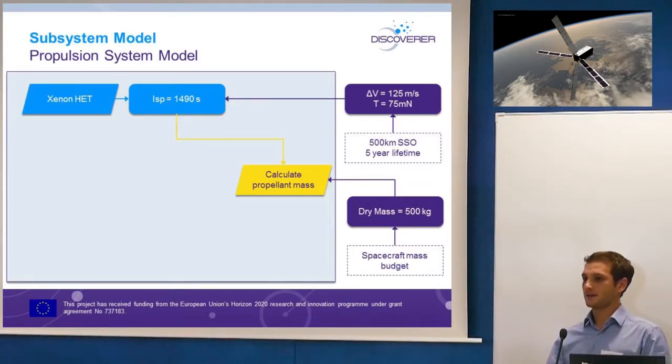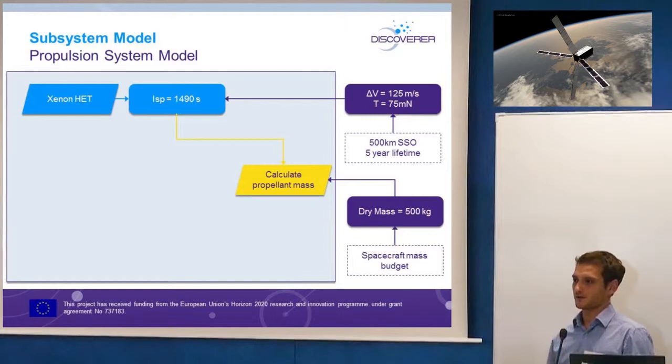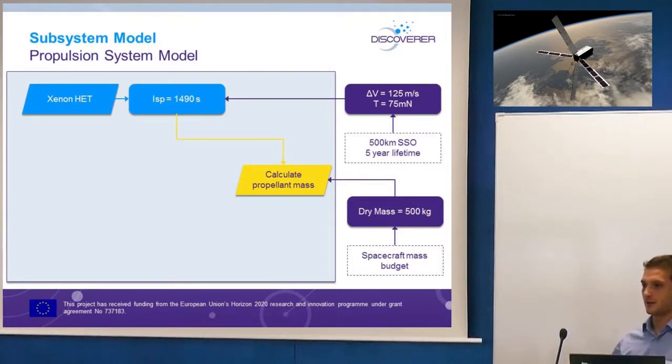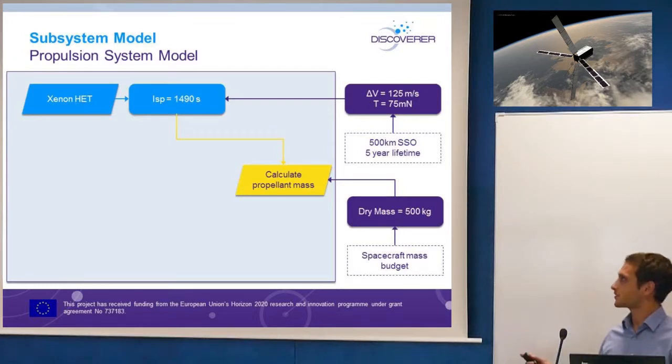As we move on, we might decide to change the thruster type. That would affect our ISP, and that would propagate through this space. So this would be a case of looking to optimize for different propulsion system types. We could look at ion thrusters, or even chemical propulsion systems: cold gas thrusters, monopropellants, etc.